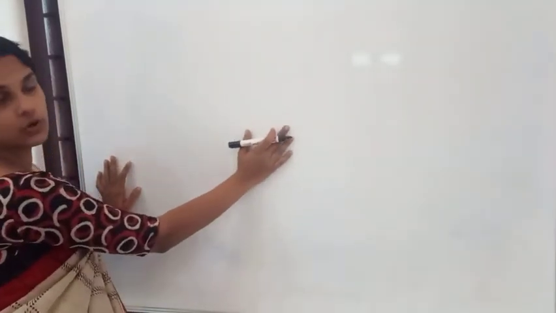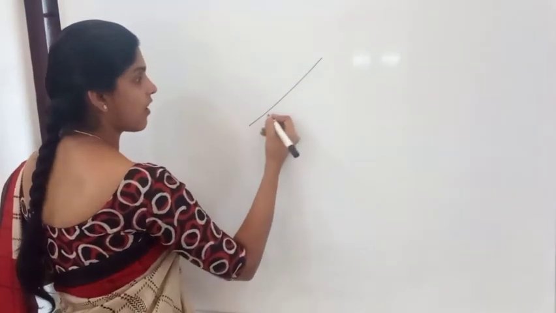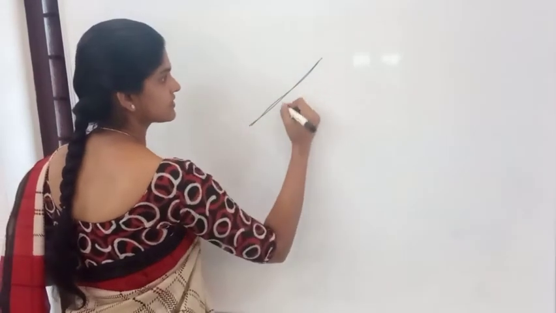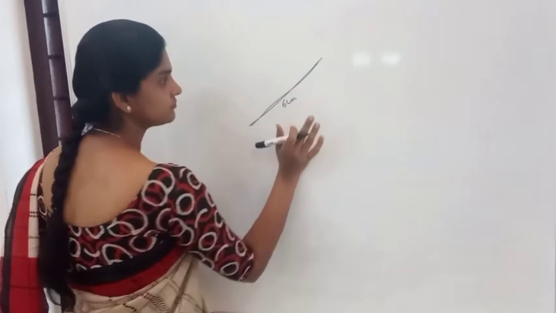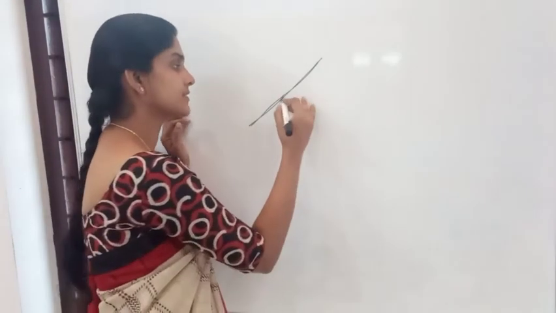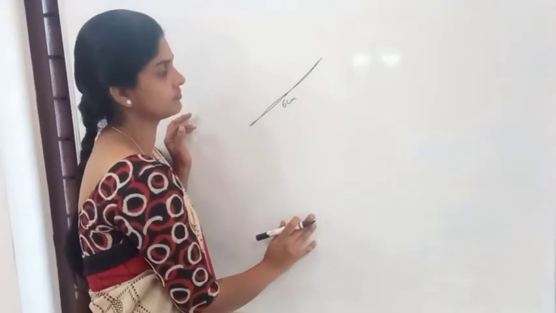What should I do? We shall draw a diagonal of 6 centimeter. Okay. Now mark the midpoint of this line. Okay.